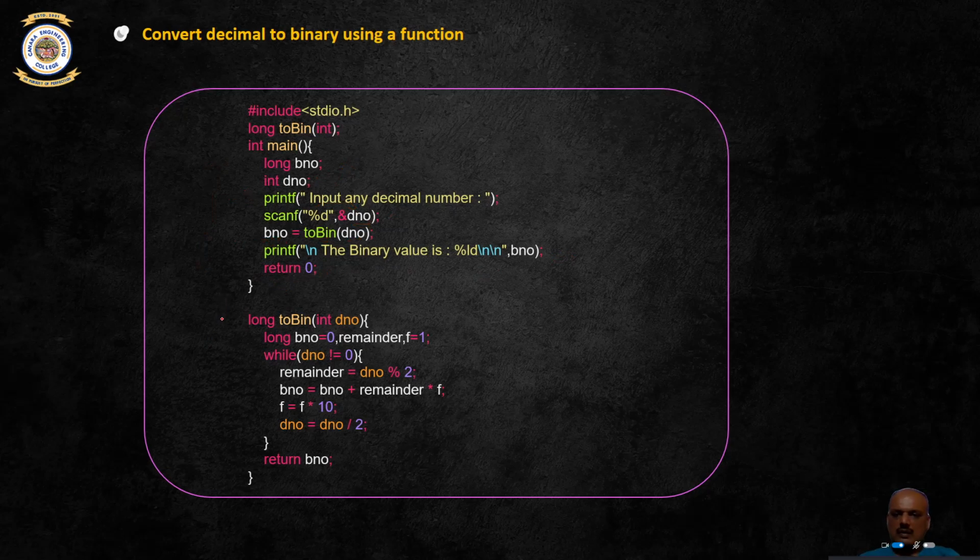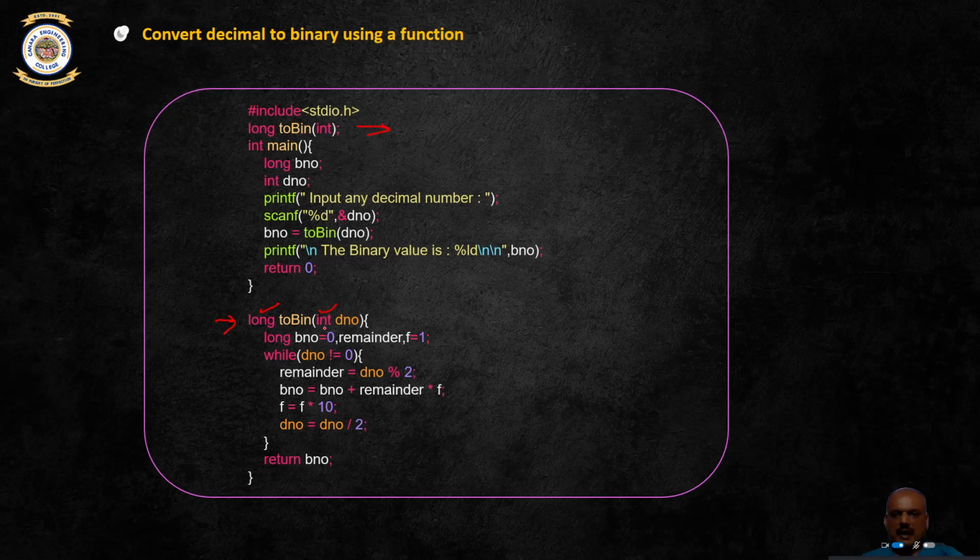Okay, so now having written the main function and declared what the toBin function is and its functionality, it is time to define it, that is, to actually code the functionality of toBin. As per the declaration, I have long as the return type and an integer as the input for this function, one of the parameters of this function.